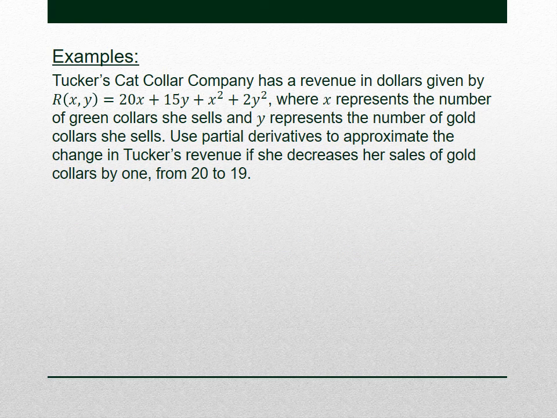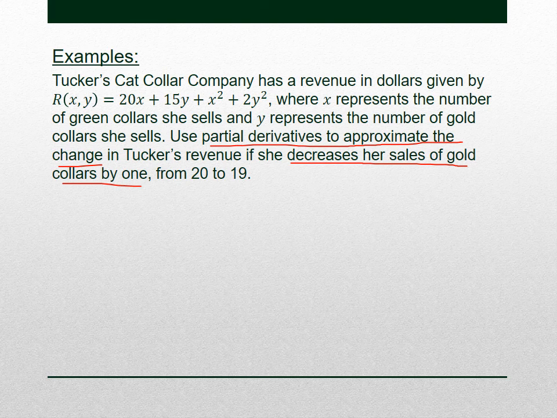All right, so here is the same setup, but this time it's just a little bit different. So this says, again, use partial derivatives to approximate the change. So we should be immediately thinking here, again, marginal change. But this time it says, in the revenue, if she decreases her sales of gold collars by 1 from 20 to 19. So we have not dealt with marginal change where something is decreasing, but it shows up in the homework for this section. So I wanted to make sure you guys saw that before you tried that homework.